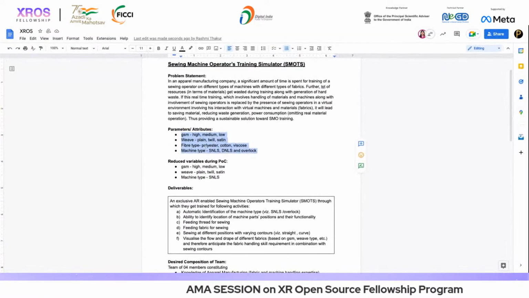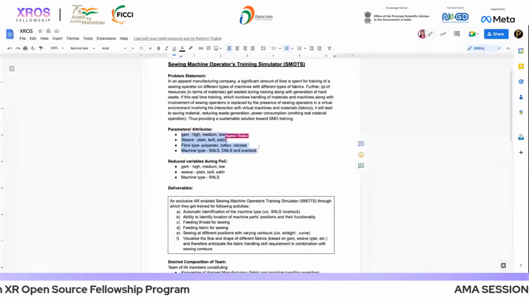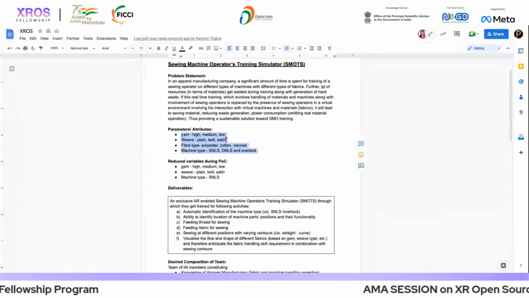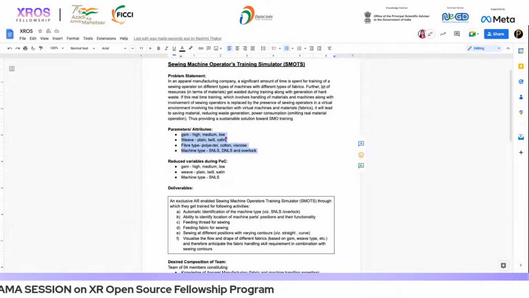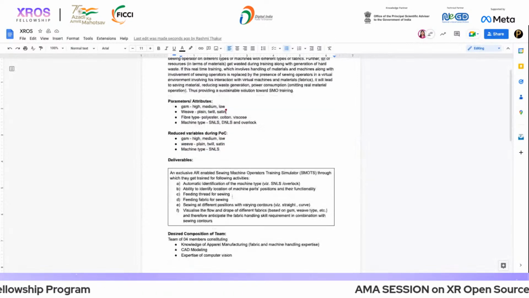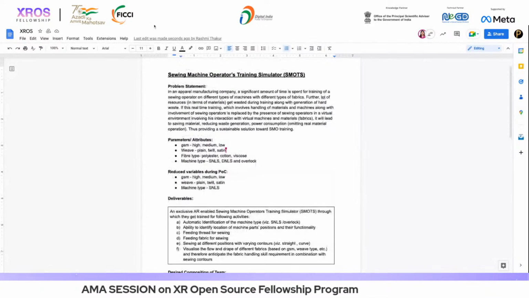In the document we are going to share, you have some sense of the attributes which play a role in the fabric flow during sewing. GSM, as Rashmi mentioned very clearly, high, medium, or low. It is the density of the fabric, the weave, plain, the fabric type we are looking for, and machine type. So we'll share a document like this where you get more understanding of the technical parameters which influence the flow of the fabric during sewing operations.